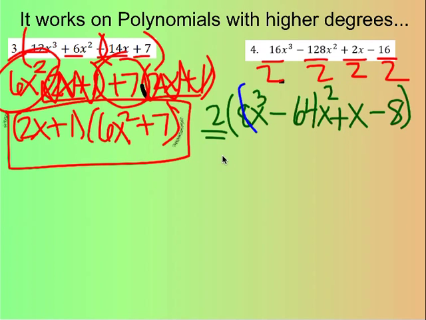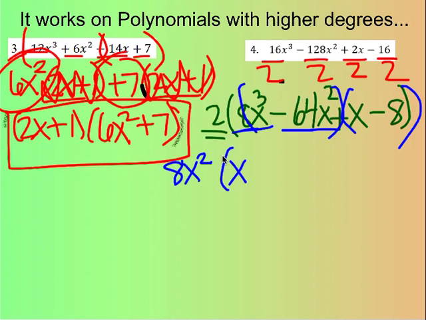Apparently my computer or my iPad really wants to make boxes today. So between 8 and 64, I can take out an 8. Between x cubed and x squared, you can take out an 8x squared. So then 8 divided by 8 is 1, and x cubed divided by x squared is just x. And then negative 64 divided by 8 is negative 8, and then x squared divided by x squared is going to cancel out. Between x minus 8, you can't take anything out.